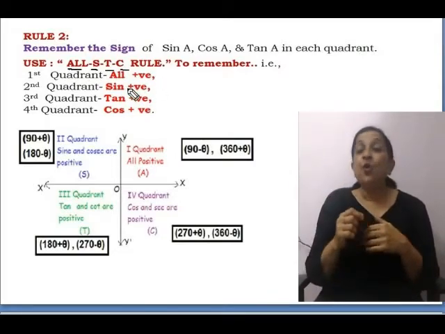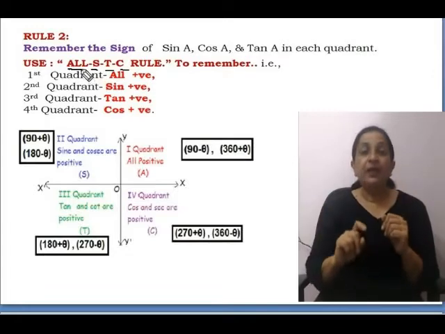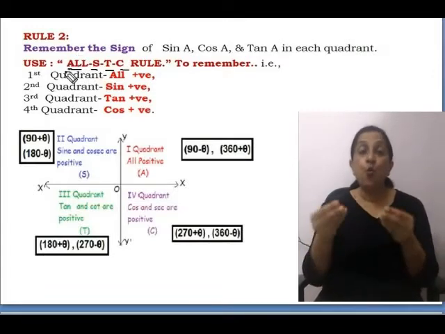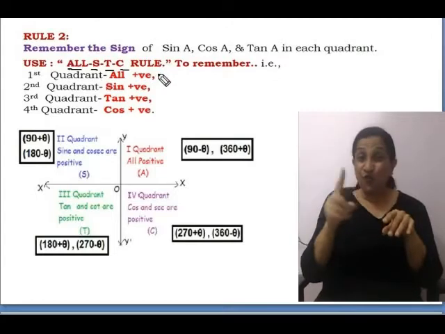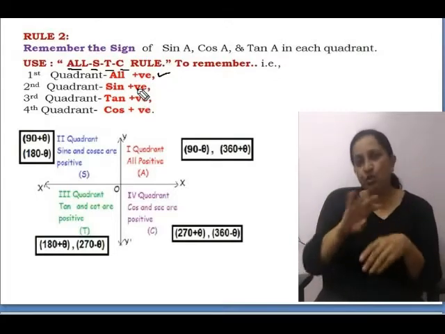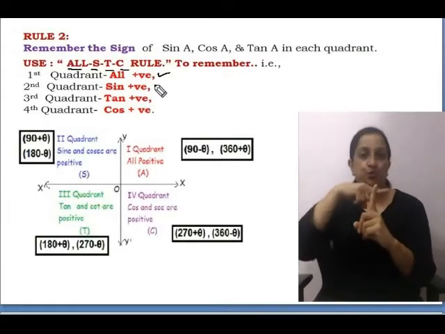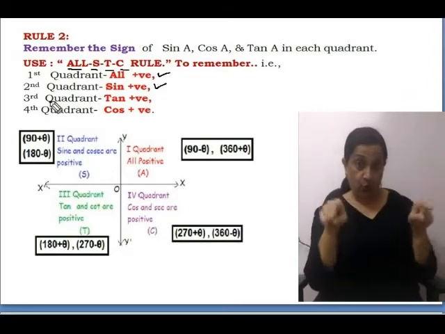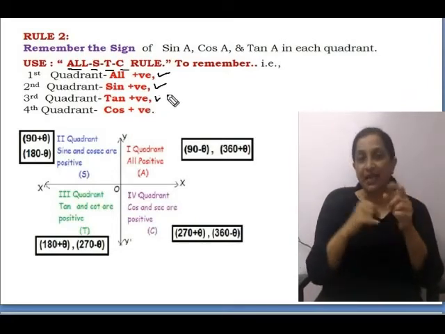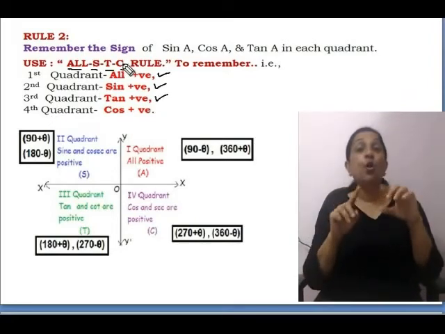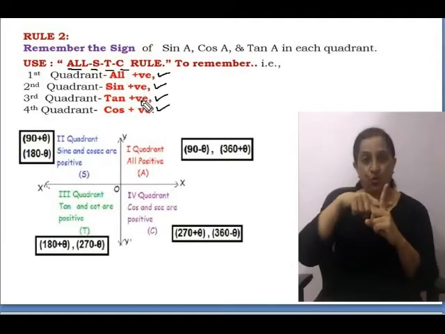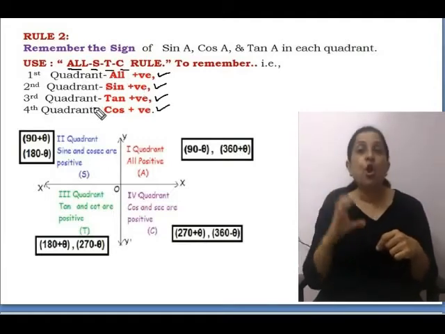What does it stand for? It stands for the signs of the values, and it says all. For the first quadrant, all are positive. For the second quadrant, sin is positive. For the third quadrant, tan is positive. For the fourth quadrant, cos is positive. This much you must learn by heart.